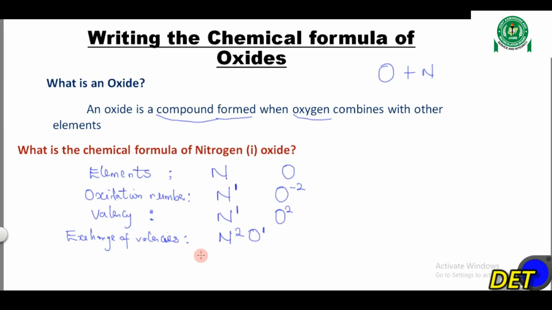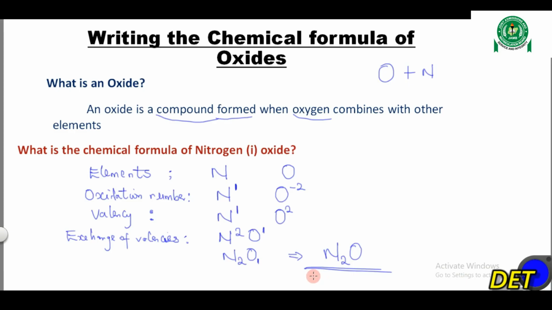Then the next thing is to write the numbers down. So this is N2O1. But 1 is an insignificant number. 1 times O is still O, right? Anything times 1 is equal to that number. So therefore, the chemical formula of nitrogen 1 oxide is N2O. This is the chemical formula. So it is very simple and straightforward.